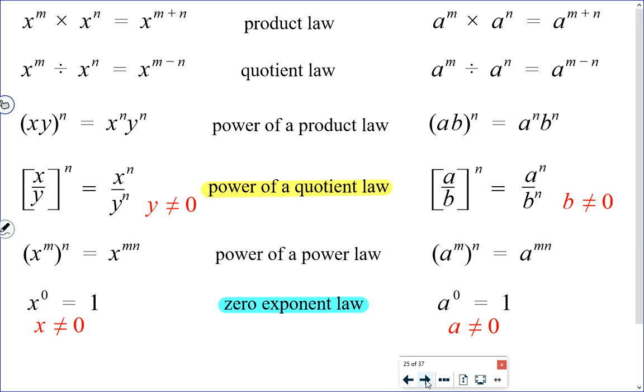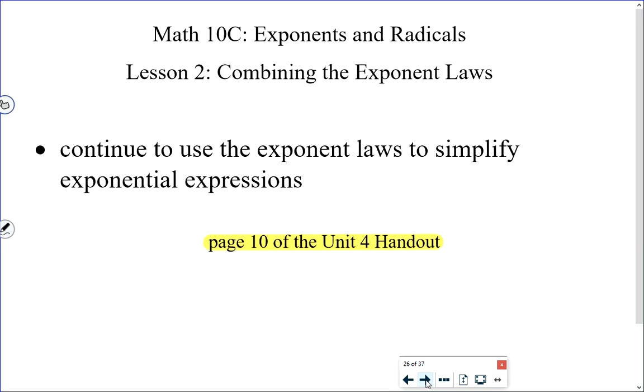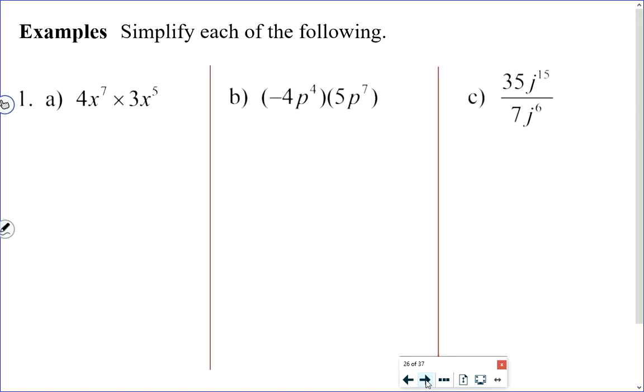Let's get to the lesson today. Going back to page 10, what we're going to be doing today is continuing to use the exponent laws to simplify exponential expressions and to learn, on the path that we're following here, some shortcuts.